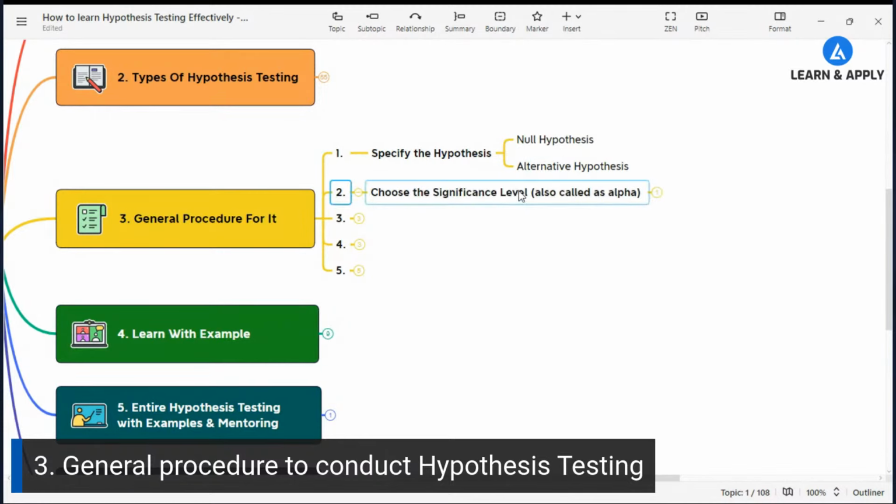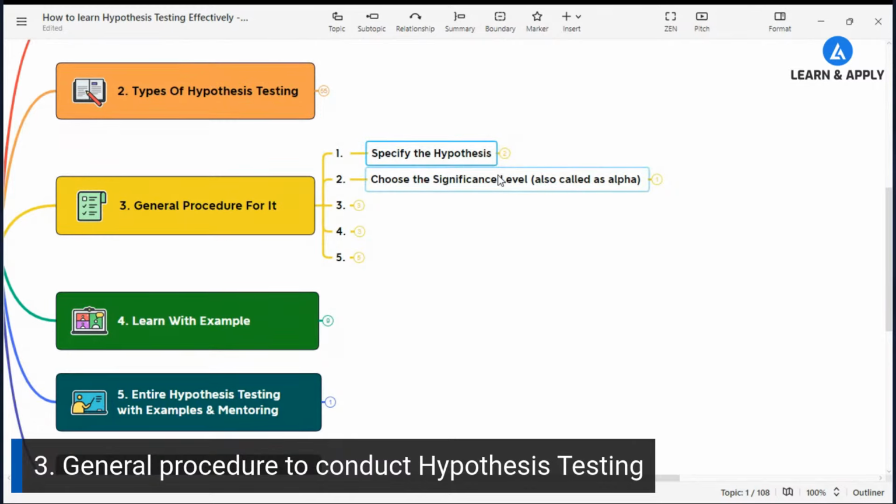Second step, we need to select the significance level. This is also called alpha. Every time we perform hypothesis testing, we compare whether the p value is less than the significance level or not. So here we are going to compare the p value with respect to the significance level. The general value for this significance level is 0.05. This is a default value, and it always corresponds to the 95% confidence level that we use for rejection of the null hypothesis. I am not going into the detail of it.